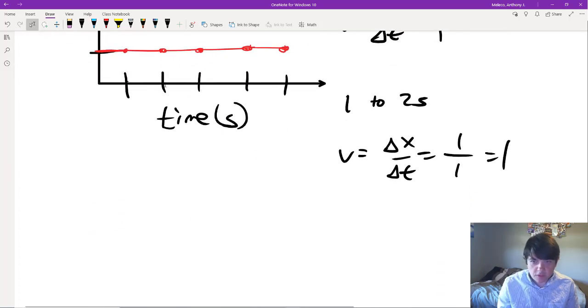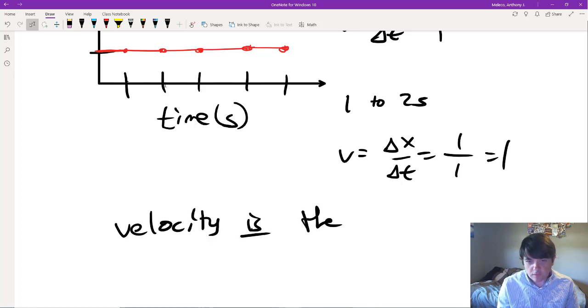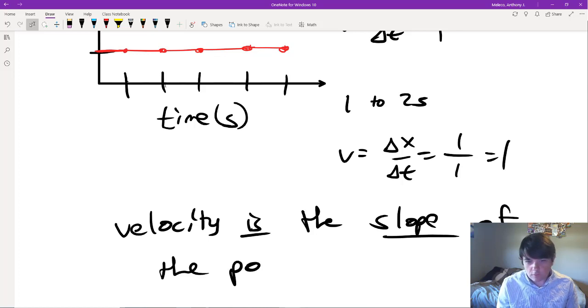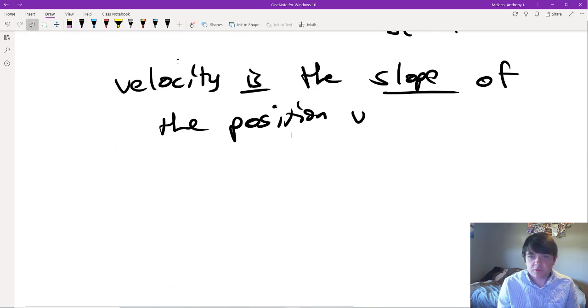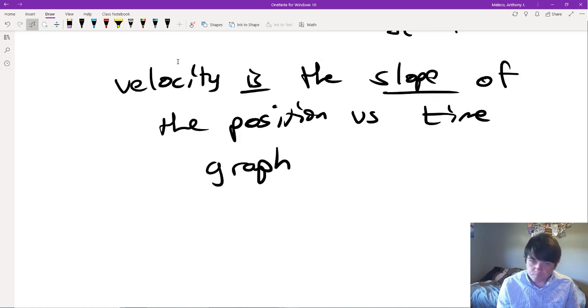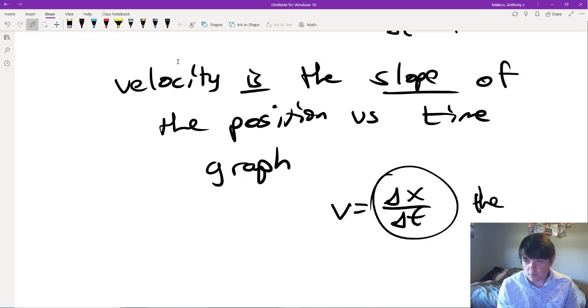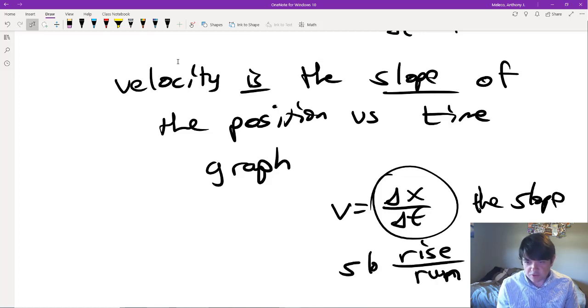And this is what we get for our velocity. So velocity is the slope of the position versus time graph. Okay? And that's not coincidence. Velocity is the change in position over change in time. This is the slope, because it's rise over run, which is literally the definition of a slope.